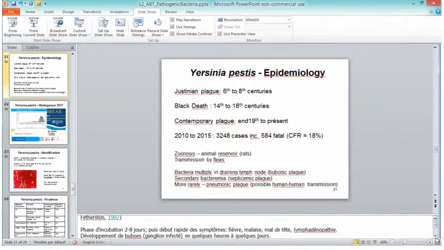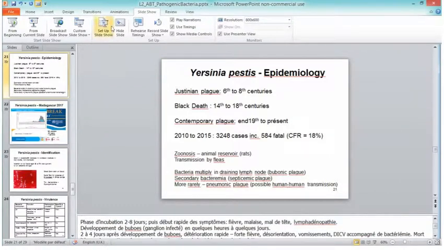Oh, 2 to 8 days. Okay. Okay, 2 to 8 days after infection.